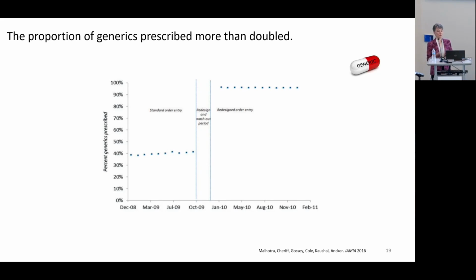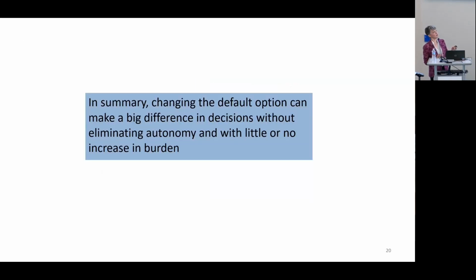and how it can change clinical behavior. In this case, it was a top-down directive, but it was a top-down directive that came primarily out of concern for patients. So we saw that it made a big difference here. Changing the default option can make a big difference, and yet it does not rob prescribers of the autonomy to make the decision that they think is clinically relevant, and had minimal increase in burden.